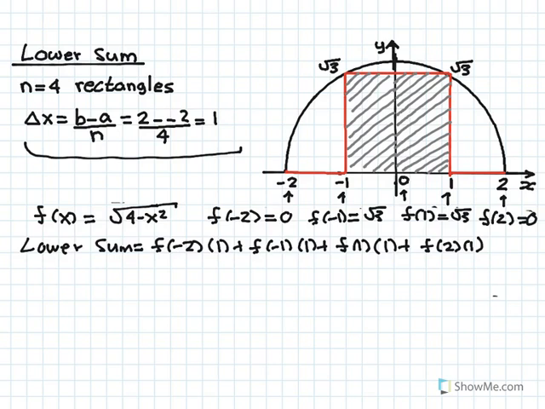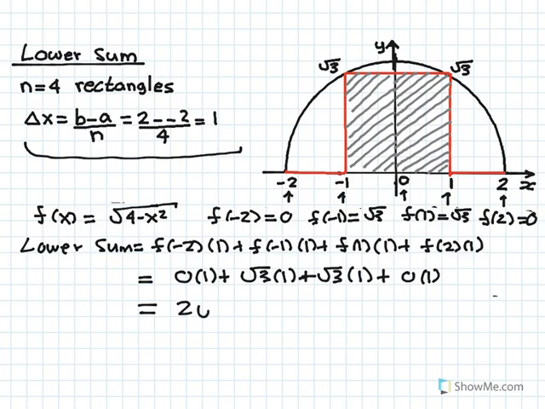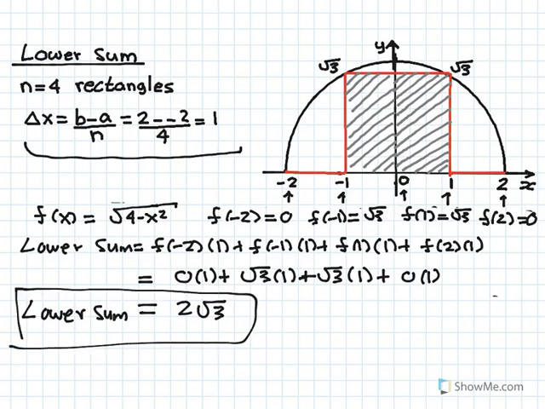All right, all of these values have been calculated. So f of minus 2, that's going to be 0 times 1. F of minus 1, that's root 3 times 1. F of 1 is basically root 3, times the width of 1. And f of 2, that's 0 times 1. Let's add these up, we get 2 root 3. This is the lower sum. And the exact area, we've computed that before, the exact area is equal to 2 pi.